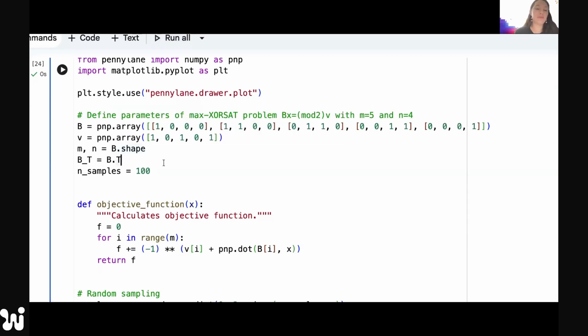And now I can get some information that I need for my problem. So for example, I'm going to take a number of samples. I want to know the shape of my matrix, and I can extract this information quickly. The shape of my matrix is going to be M and N, and I'm going to use the transpose of my matrix B. I'm going to call it BET. So these are just some constants, some useful information from the problem that I'm going to use.